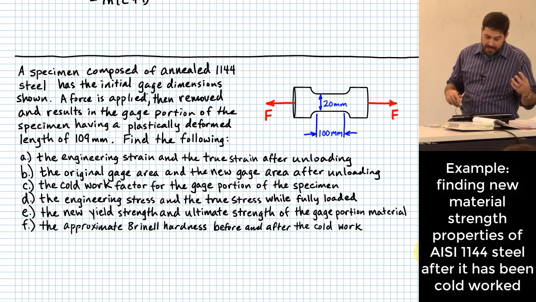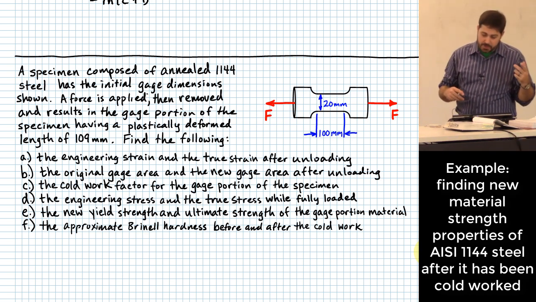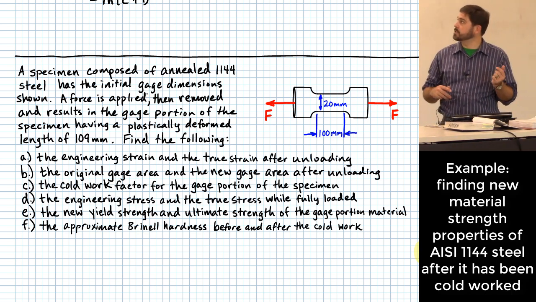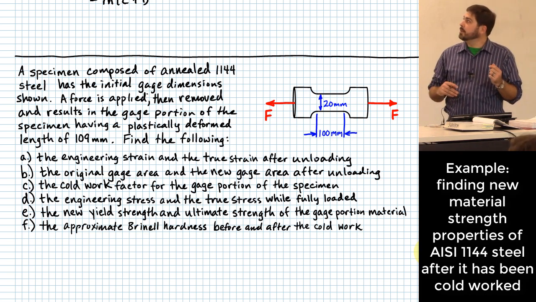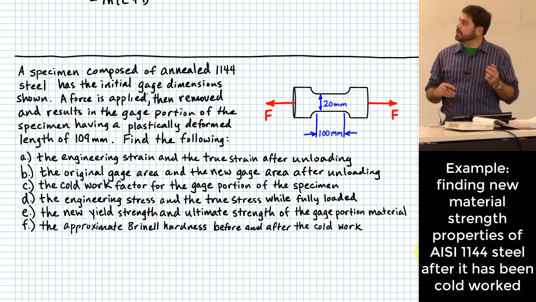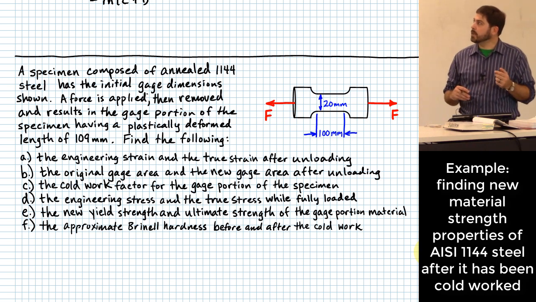It has an initial gauge dimension that's shown. The initial gauge dimensions are 20 millimeters of diameter and 100 millimeters of length in the gauge portion. All right.